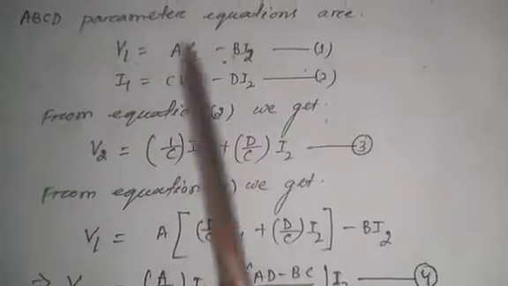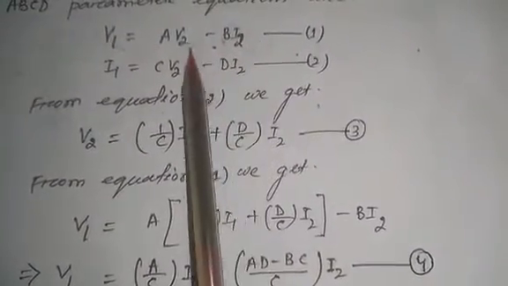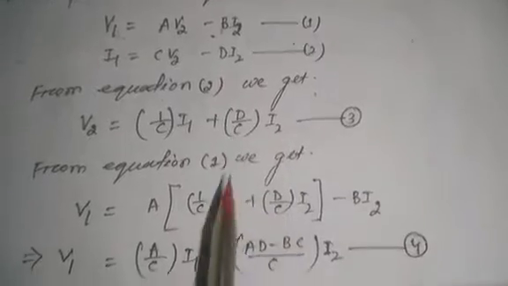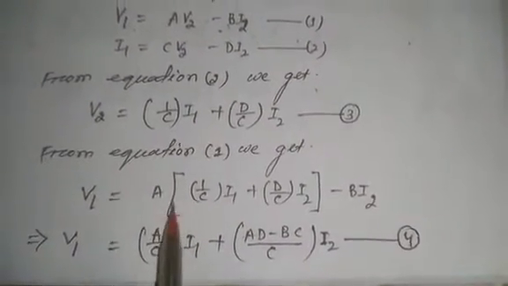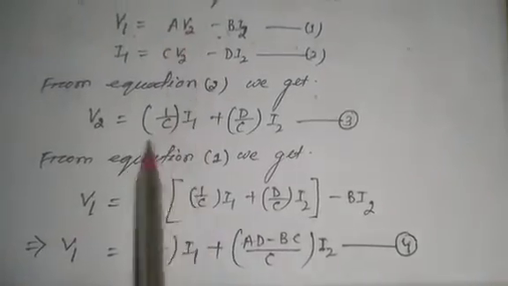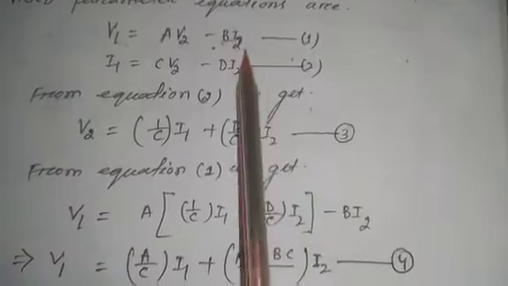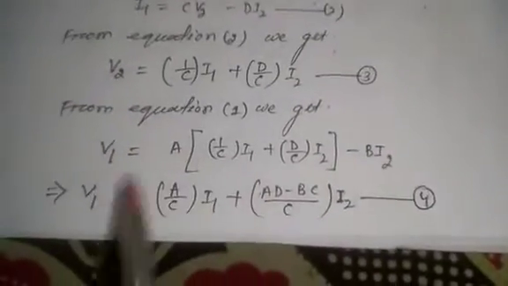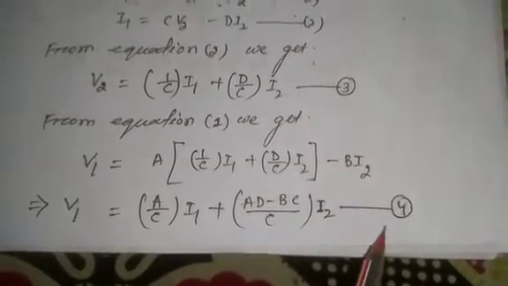Similarly, from equation 1, at the place of V2 we put equation 3. We get V1 is equal to A, and at the place of V2 we put this total value, minus BI2 here present. Then if we solve this one, we get V1 is equal to A by C into I1 plus AD minus BC divided by C into I2, equation 4.